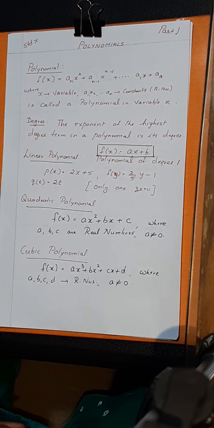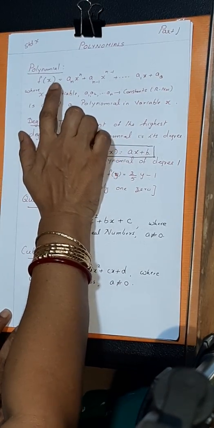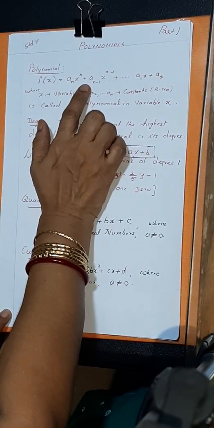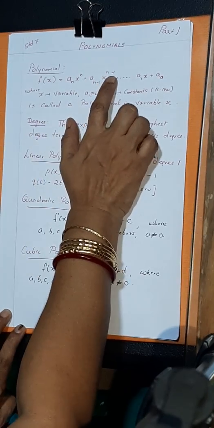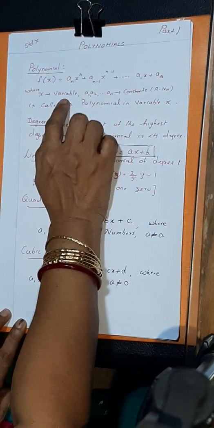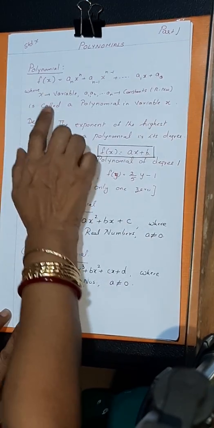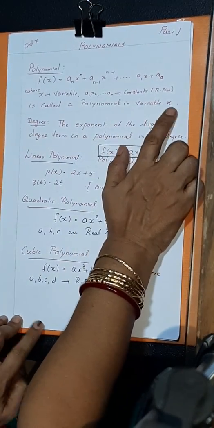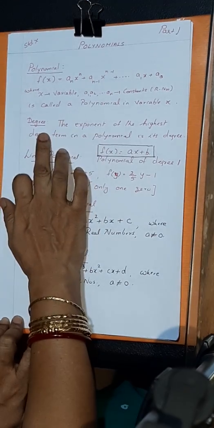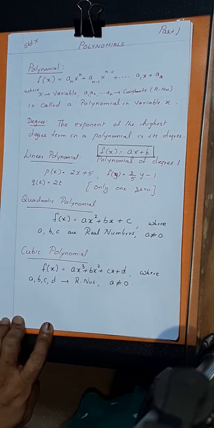You have been doing problems related to polynomials in your lower classes. So what is a polynomial? f(x) is equal to a_n x to the power of n plus a_(n-1) x to the power of n minus 1 and so on, plus a_0, where x is a variable, and a_1, a_2, etc., a_n are constants. This is called a polynomial in variable x. The degree of the polynomial will be the highest degree in the polynomial.